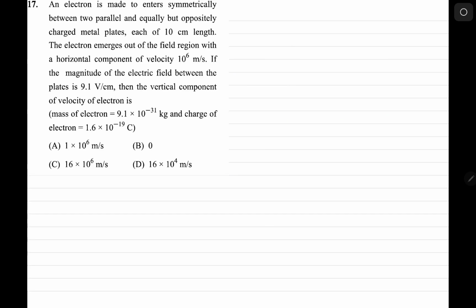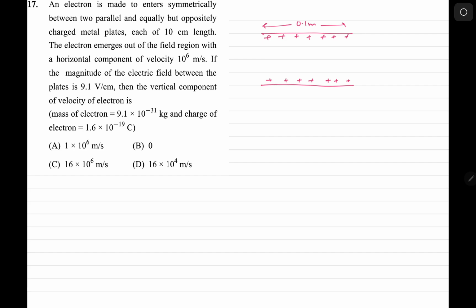Question number 17. An electron is made to enter symmetrically between two parallel equally charged plates. So this is an important question. Most of the time they ask similar type questions in the JEE exam, many times. This year also they asked a similar question. So there are two oppositely charged plates, each of length 10 centimeter. Okay, let's say 0.1 meter. Let's convert them into SI only.